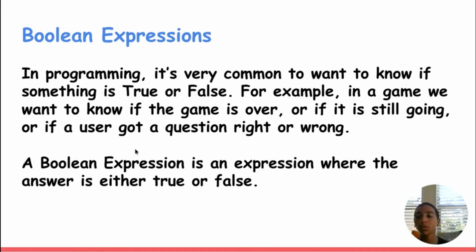Now let's talk about Boolean expressions. In programming, it's very common that we want to know if something is true or false. For example, in a game, we want to know if the game is over or if it's still going, or if a user got a question wrong or right. A Boolean expression is an expression where the answer is only true or false, not yes or no.